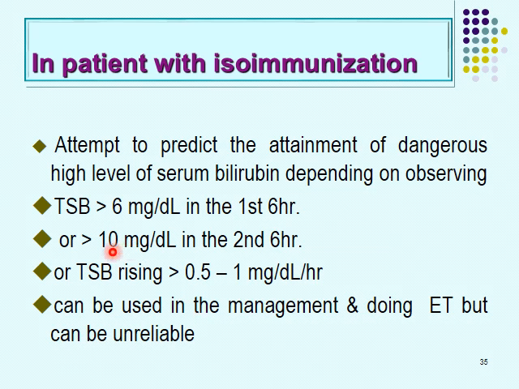An attempt to predict the attainment of a dangerously high level of serum bilirubin depends on observing TSB more than 6 mg in the first 6 hours, or more than 10 mg in the second 6 hours, or TSB rising more than 0.5 to 1 mg per deciliter per hour. It can be used in the management and decision for exchange transfusion, but it can be unreliable.